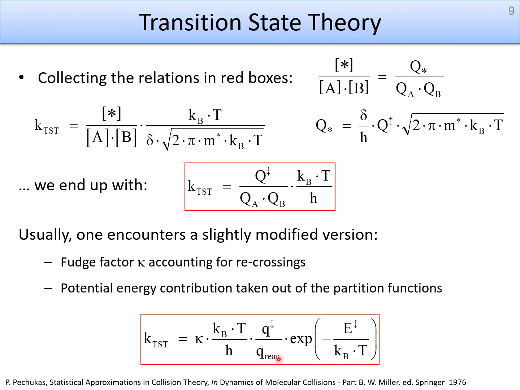So this would be just the product, right? You can imagine this being a lowercase qa times lowercase qb. Again, this would not take into account the potential energy. So the potential energy is taken into account in this exponential term: e to the minus activation energy, which is the potential energy of the transition state minus the potential energy of the reactant configurations, divided by kBT over there. So this is equivalent to that in the case where kappa is equal to 1, of course.